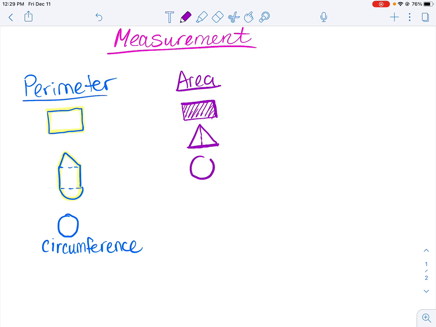For a circle, there's a different formula, pi r squared. With a circle, the measurements that are given to us are usually the radius. So from the center of the circle to an outside edge is the radius. Or sometimes we're given the diameter, which is the line that passes from one side of the circle to the other side going through the center. We call that the diameter.